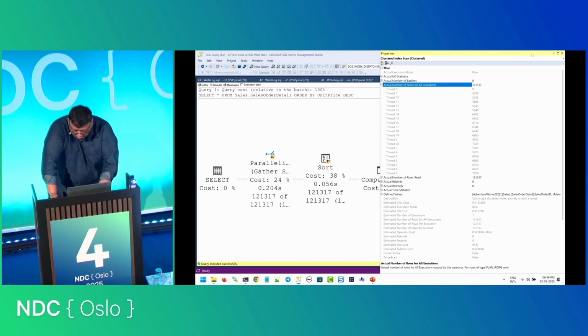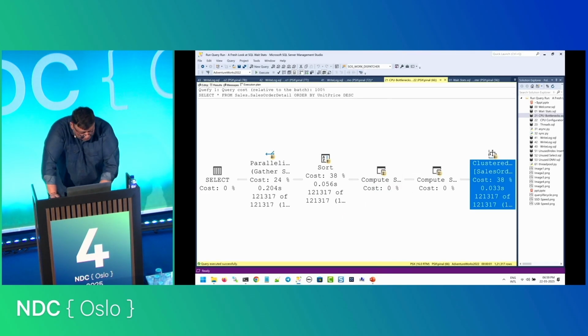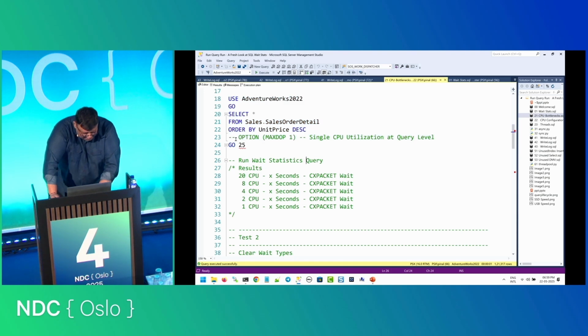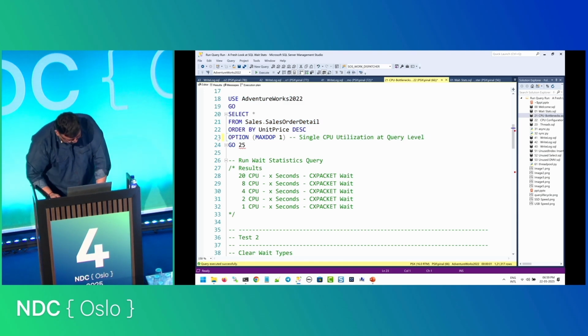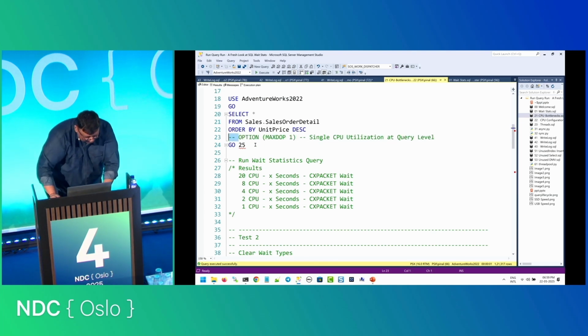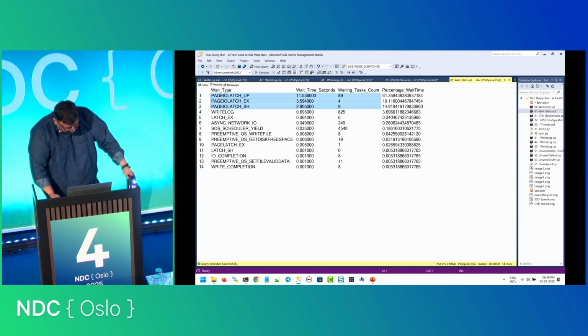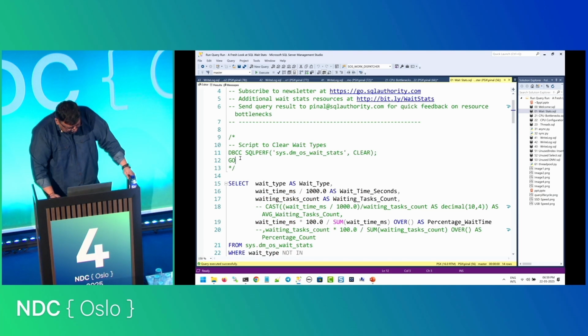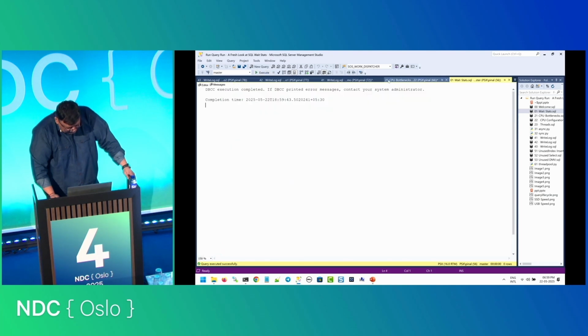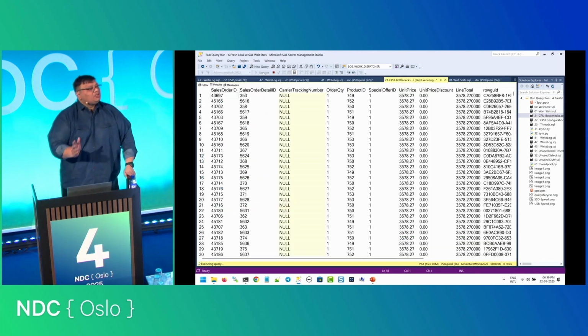Now my question to all of you folks is, there is a keyword which is max degree of parallelism. If I give it 10, well, let's run it for 20 first. Let me write down the number. Instead of 25, I'm going to run it 20 times, and we will measure the time. Let me clear the wait statistics first. I cleared the wait statistics. I'll run this, and we'll measure the time.